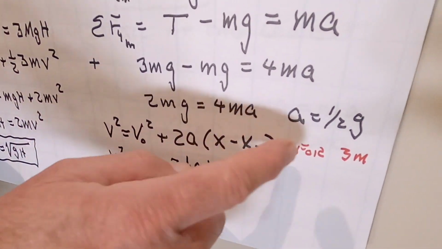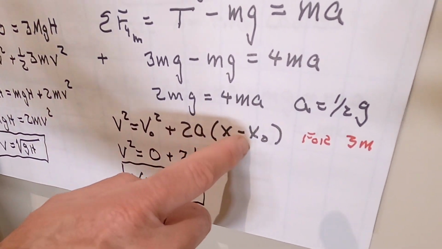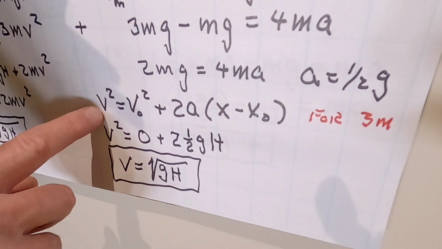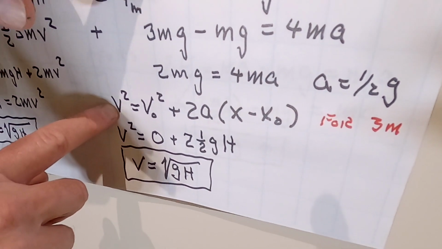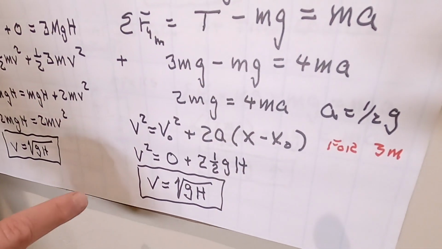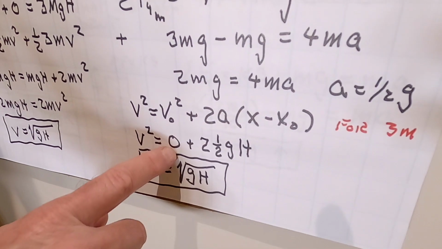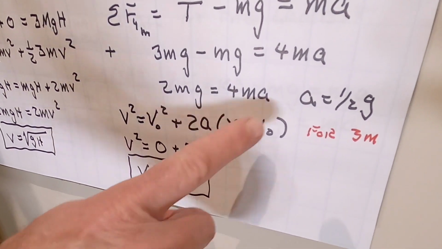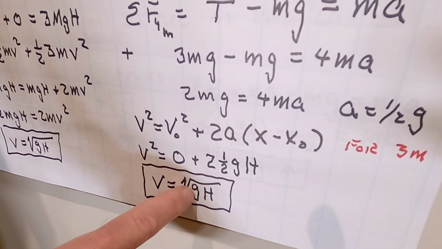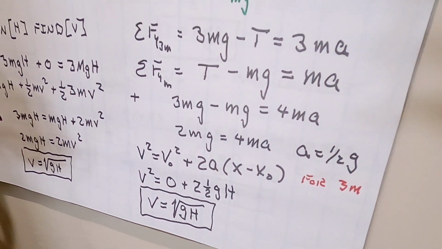And then we know this is a constant, so we plug in our constant acceleration equations. And I'm just going to do it for this guy. I don't care about that one. We'll just look at it for this one right here. v squared equals v naught squared plus 2a times x minus x naught. It started from rest. 2a is 1/2 g. So the 2's drop out, and you get v equals the square root of gh. It's exactly what we got before.